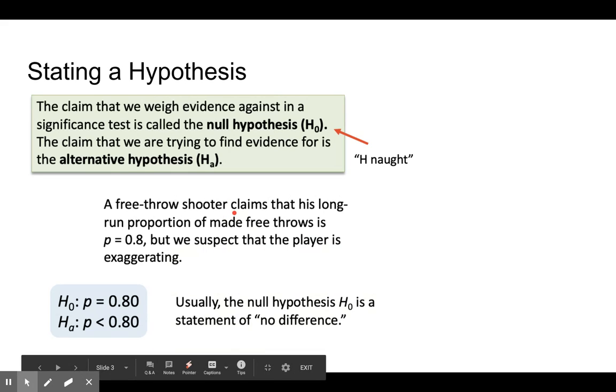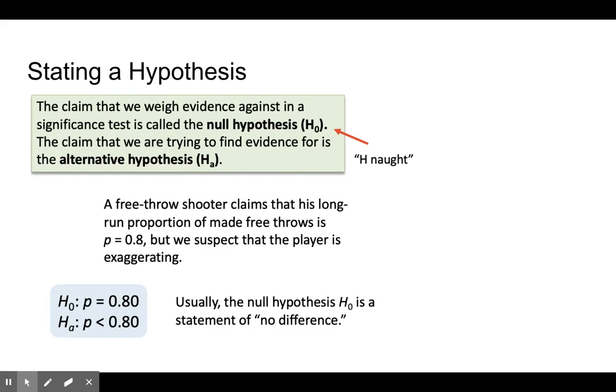All right, the claim that we weigh evidence against in a significance test is called the null hypothesis, or we abbreviate it as H naught, like this. You say this little sub-zero as naught. The claim that we are trying to find evidence for is the alternative hypothesis, or HA. I would say H alternative.